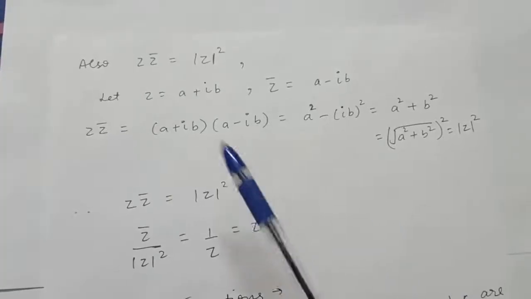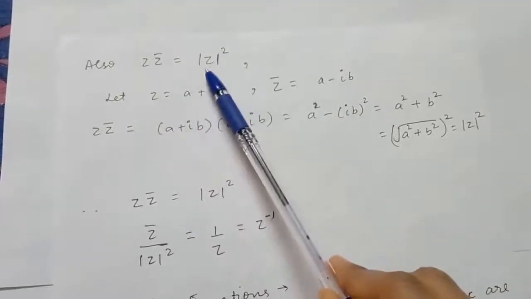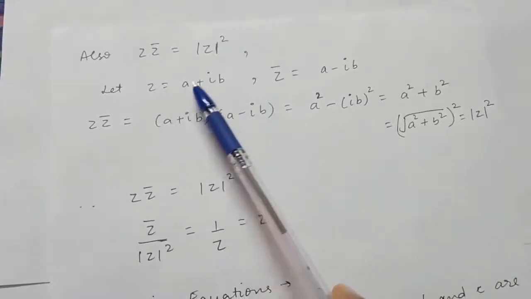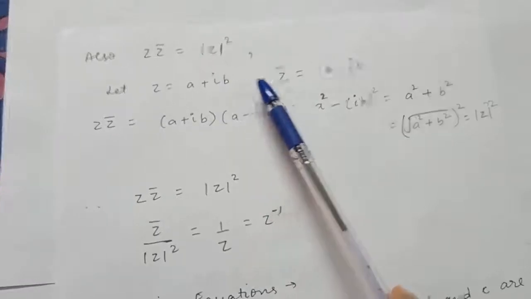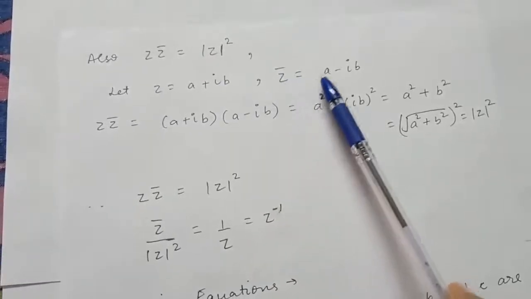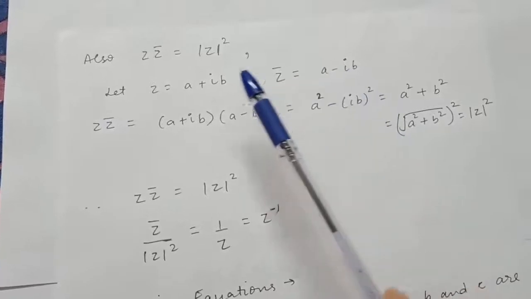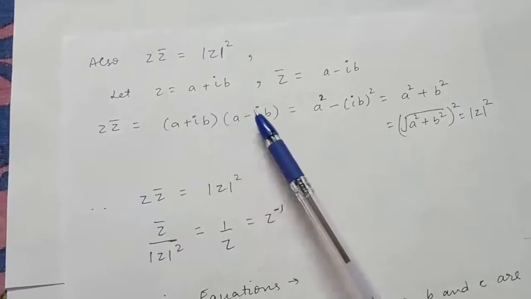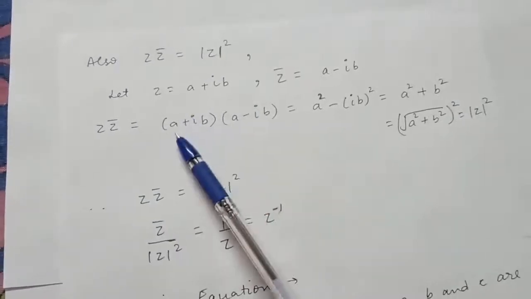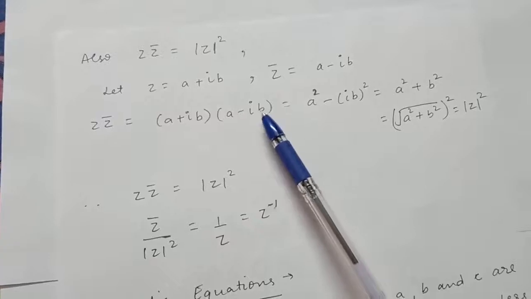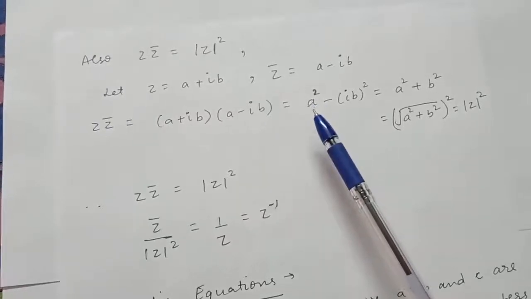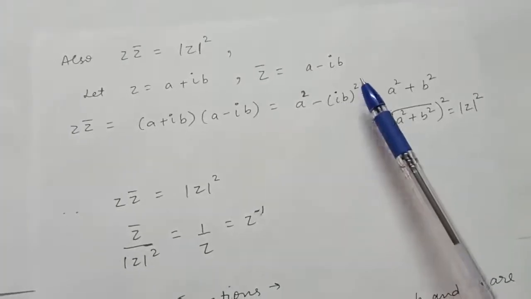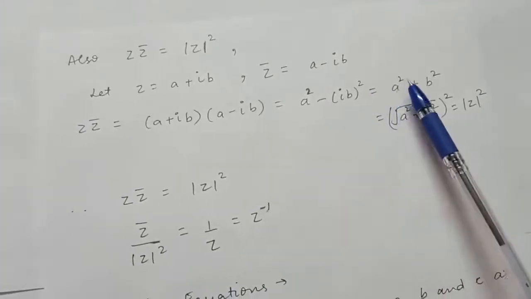Now there is one more result, that z into z conjugate is equal to modulus of z whole square. For this, let z be the complex number a plus iota b. Then the conjugate of z will be a minus iota b. The product of z into z conjugate is a plus iota b into a minus iota b. Now this is of the form x plus y into x minus y, so this will be x square minus y square. Therefore a square minus iota b whole square.